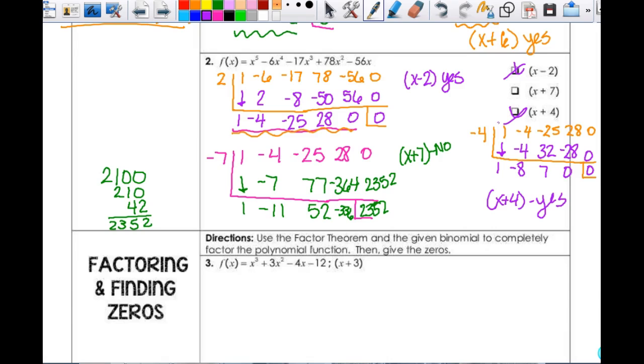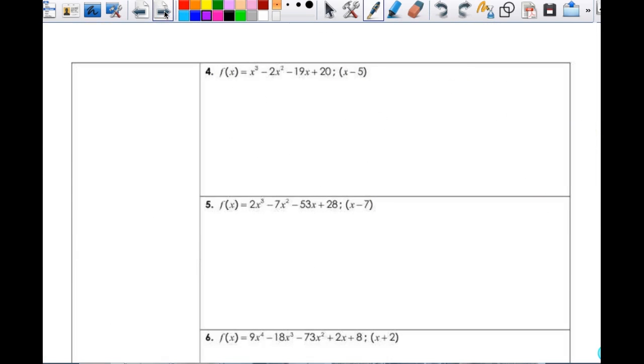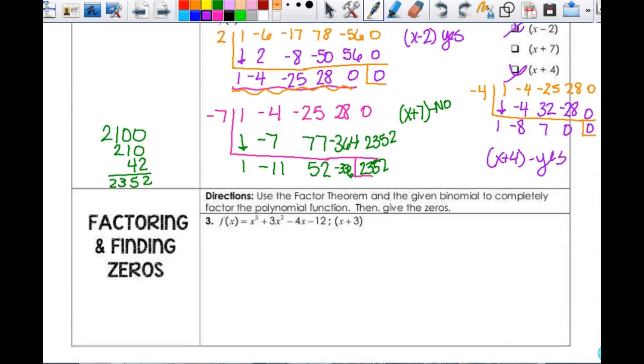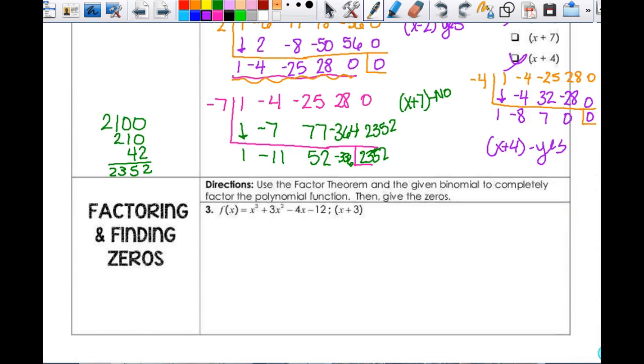So go to number 5 on the back. And we always want to make sure that you're reading your directions because we're doing a lot of things that are similar to each other, like the similar steps. So make sure you're doing the parts and the pieces that you're supposed to be. Oh, but the directions on number 3. Sorry. Oop, there you go. So it says, use the factor theorem and the given binomial to completely factor the polynomial function, then give the zeros. So we got to give the zeros.